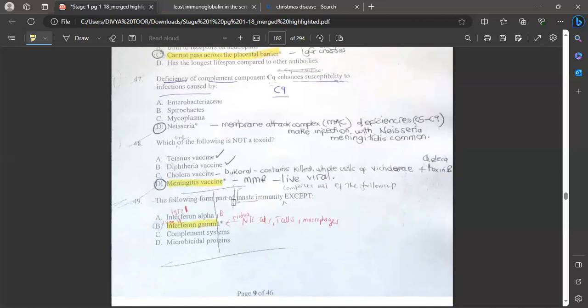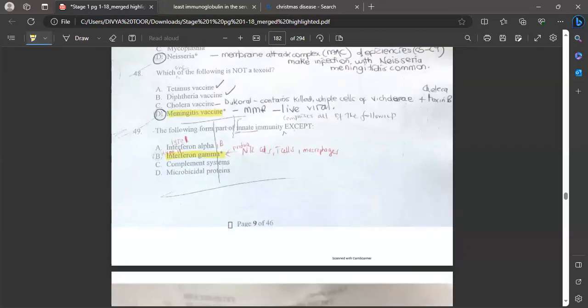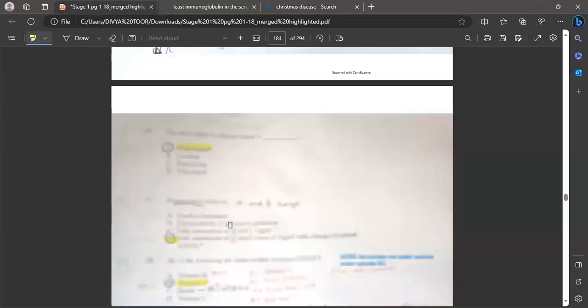Okay, the following form part of innate immunity except interferon gamma. For this one, let me ask. Part of the innate immunity except. I've seen it. Okay, we can go on. And then biochem.